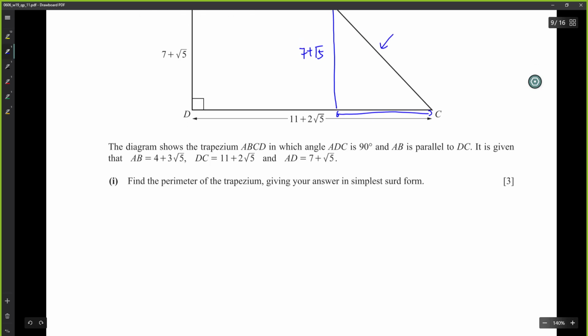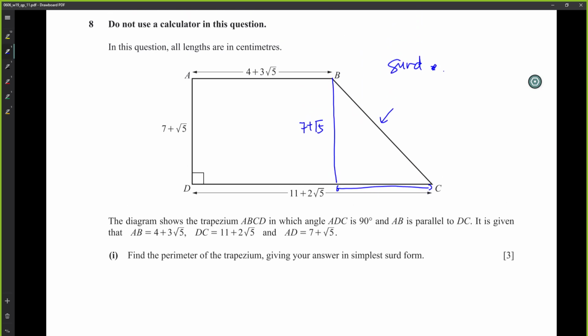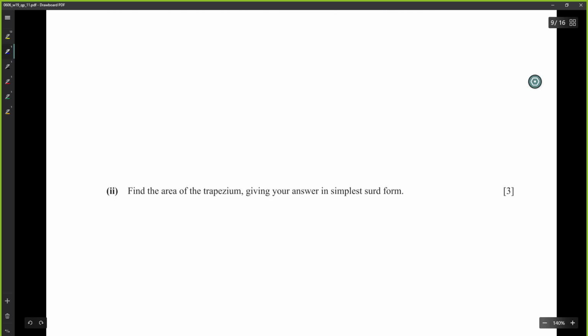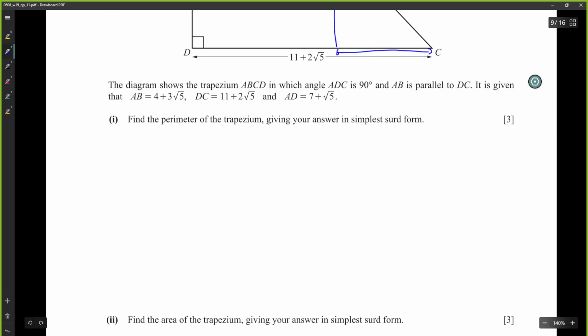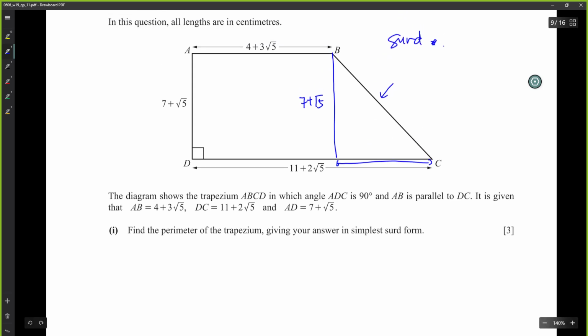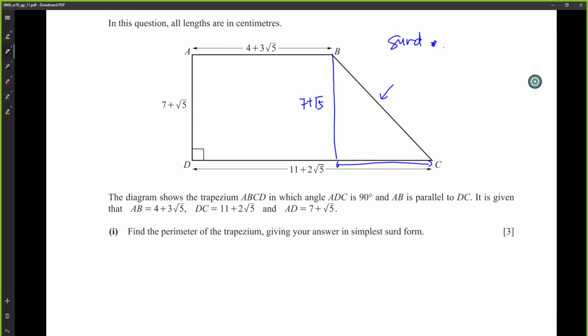Seriously, this one gives you 3 marks? Okay. Interesting. Does the question tell us BC or not? There's a lot of work to do for this 3 marks. Yeah, the examiner just thinks that you are very good at surds. Yeah, let's do it. No problem.